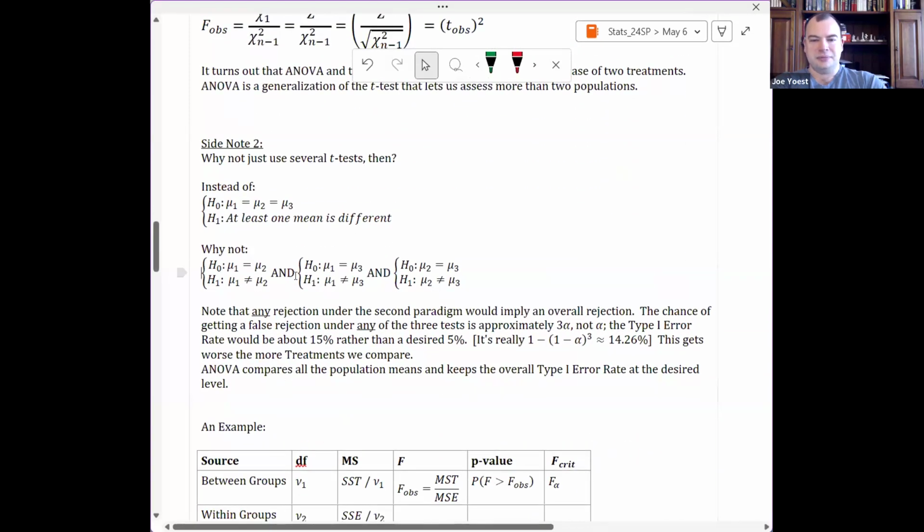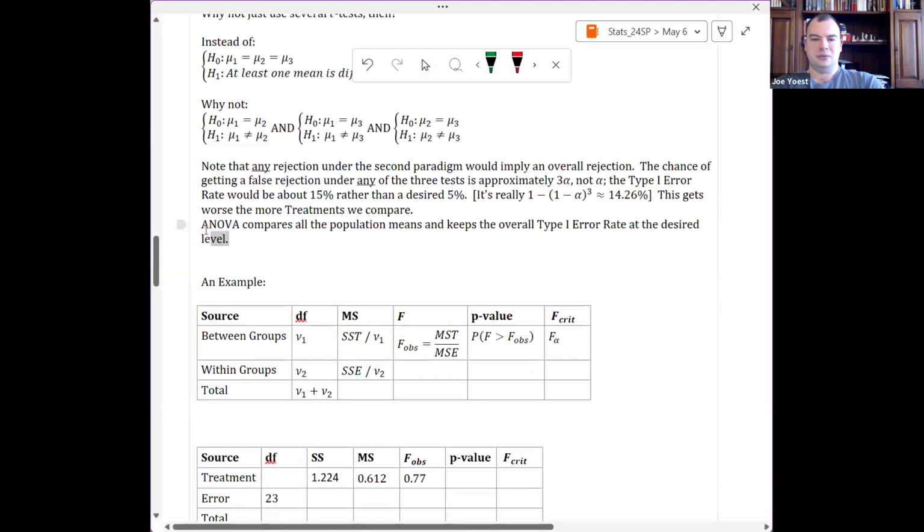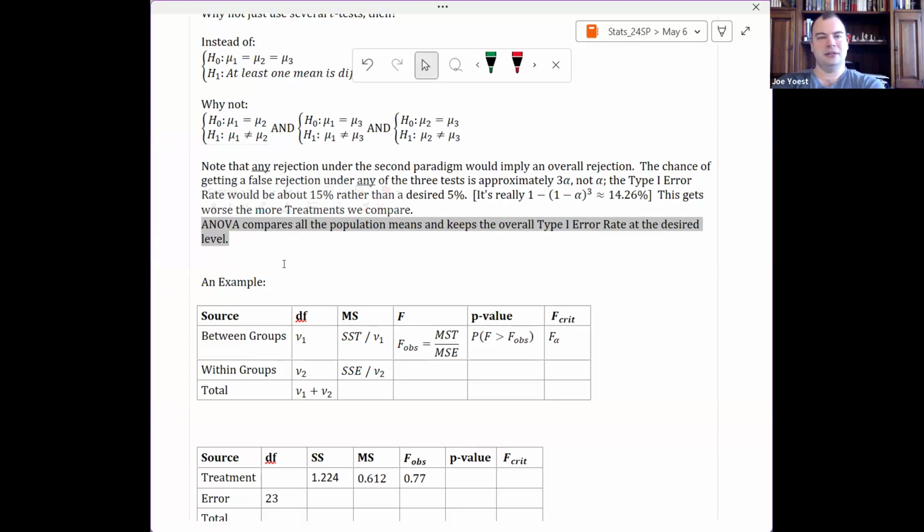Well, the problem is that if I say I'm going to reject any time that I get a rejection under any of these 3 tests, well, the problem is if I make a false rejection 5% of the time here and 5% of the time there and 5% of the time there, then my type 1 error rate looks a little bit more like 15% than 5%. If I have more populations under consideration, it gets even worse. It's really closer to maybe 14.3%, but still, you're seeing that we're not controlling the type 1 error at 5% as we thought. It's starting to grow. So what ANOVA does is it compares all the populations at once and keeps that type 1 error rate at the 5% level.